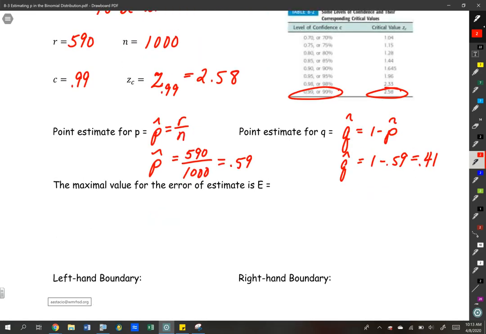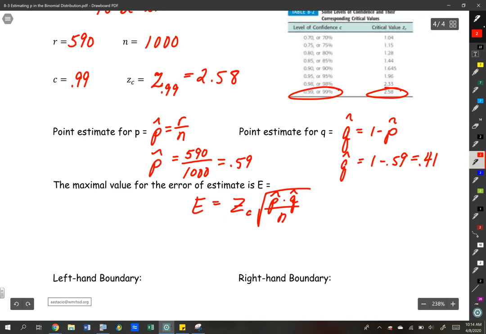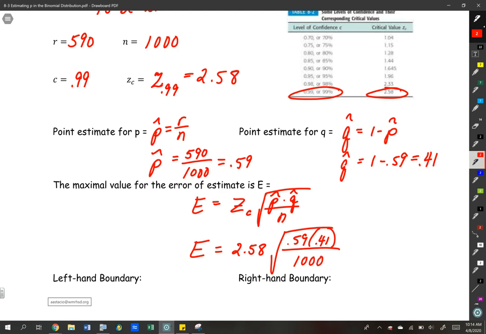Now we have to calculate E. Always good to write the formula out first, just so you have a good reference as you're going to fill it all in next. Only takes about 10 seconds or less to write the formula, and it helps from making careless mistakes. So the z-score we got was 2.58. P hat is 0.59. Q hat is 0.41, all over 1,000. Pause the video, practice putting this in your calculator. When you do that, you should get 0.04.